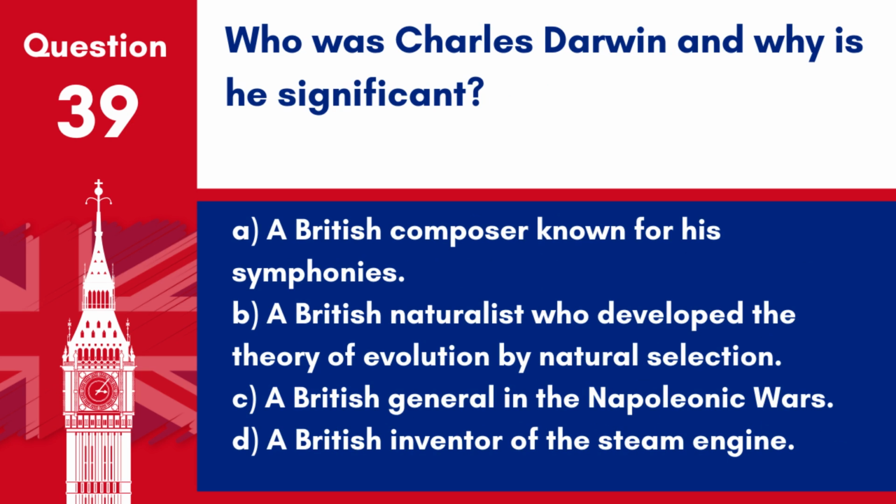Question 39. Who was Charles Darwin, and why is he significant? A. A British composer known for his symphonies. B. A British naturalist who developed the theory of evolution by natural selection. C. A British general in the Napoleonic Wars. D. A British inventor of the steam engine.